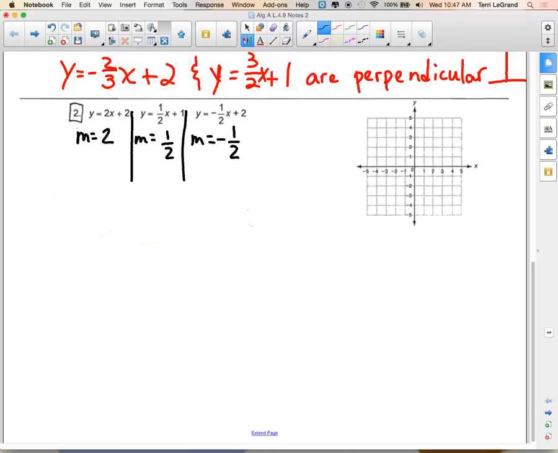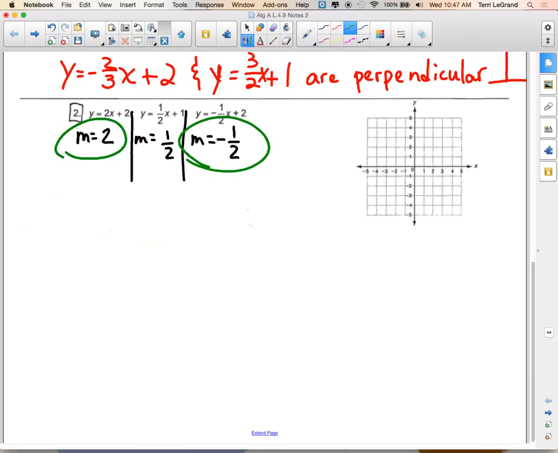Since 2 is positive, what would the other 1/2 be? A negative 1/2. So our two that work this time are these two, aren't they? A positive 2 and a negative 1/2. They're reciprocals of each other. One is positive, the other is negative.